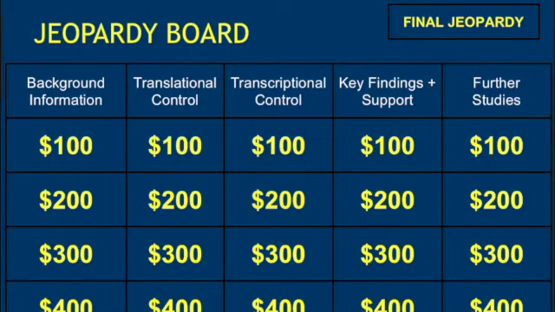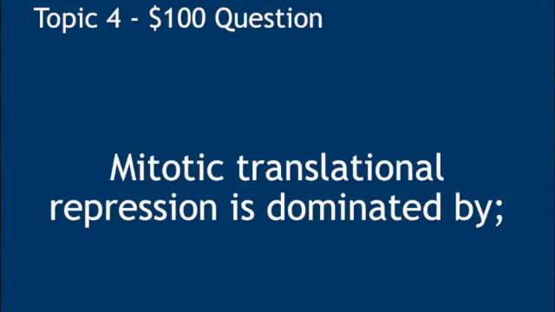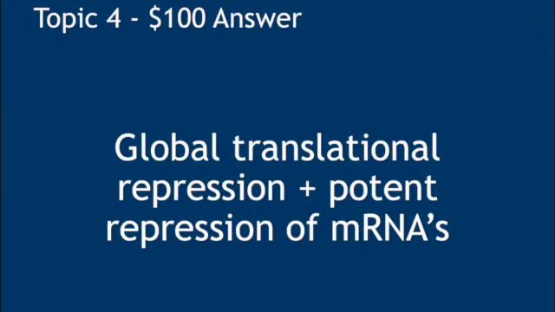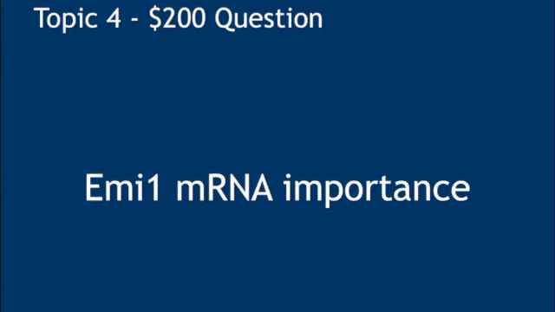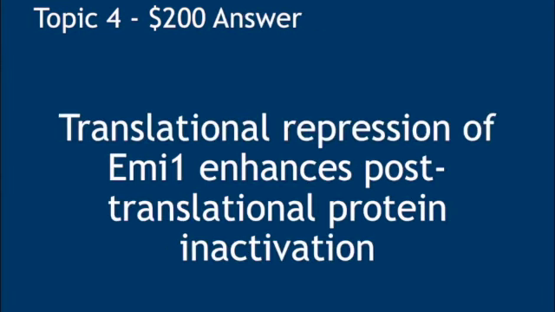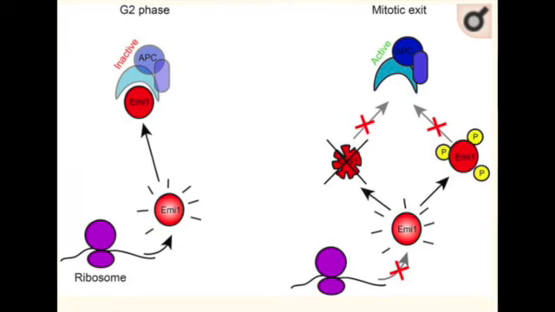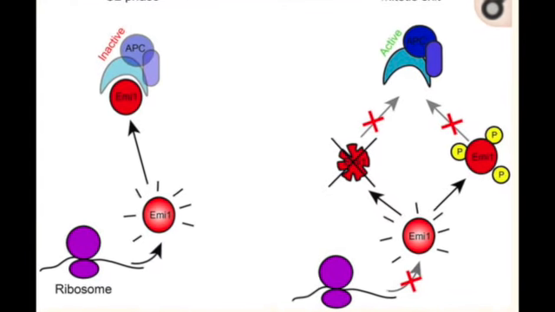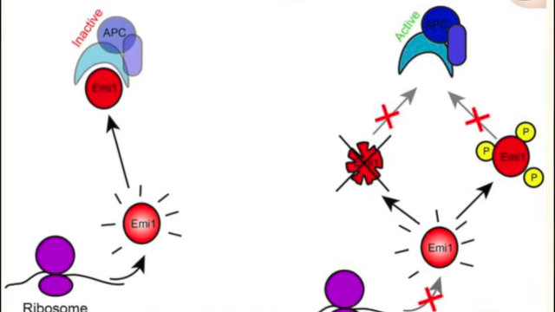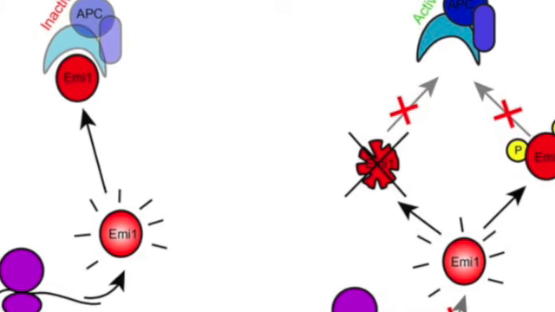I will now go into the key findings plus the support for them. So mitotic translational repression is dominated predominantly by the global translational repression and the potent repression of the mRNAs. The main finding was that EMI1 mRNA is going to be repressed because this will enhance the post-translational protein inactivation, which overall causes APC to become activated and allow that further entry into the phases of the cell cycle.